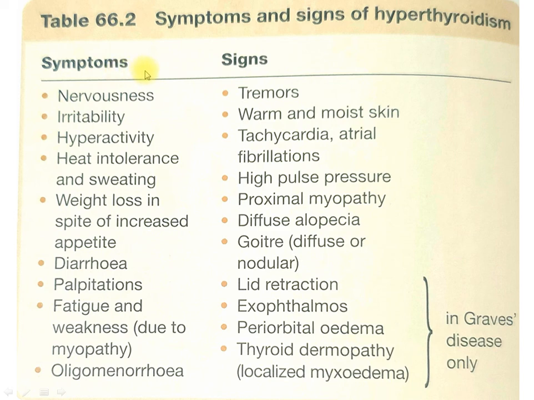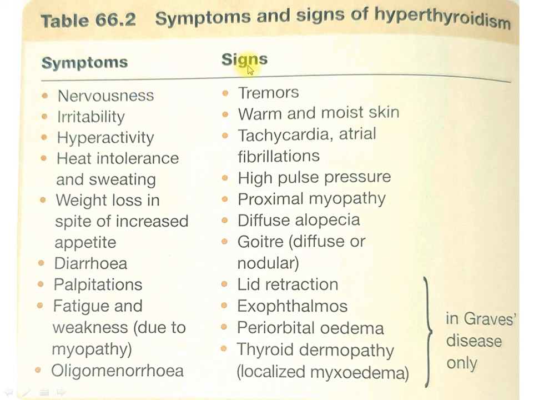About the symptoms, there is nervousness, irritability, hyperactivity, heat intolerance, and sweating, weight loss in spite of the increased appetite, then diarrhea, palpitations, fatigue, and weakness due to the myopathy, then oligomenorrhea, that is decreased menstruation. All those things are the symptoms complained of by the patient.